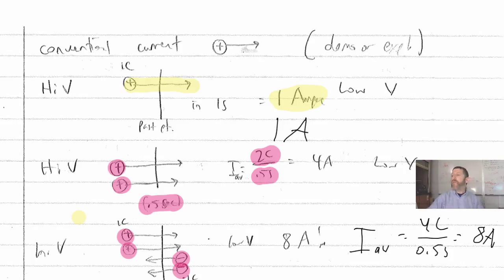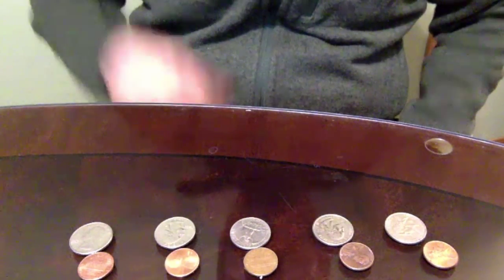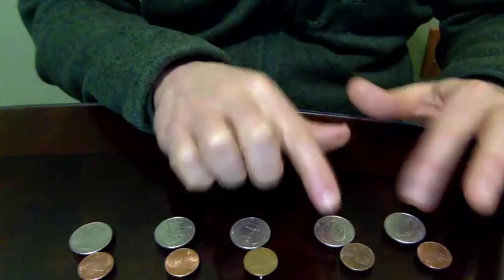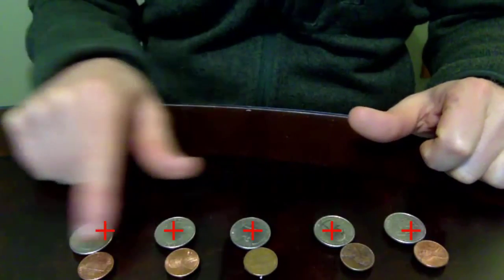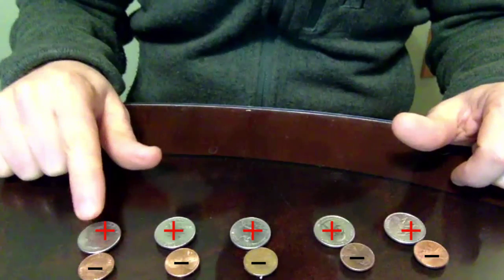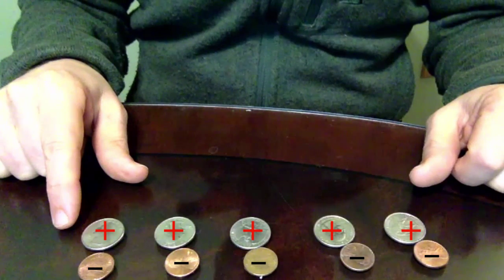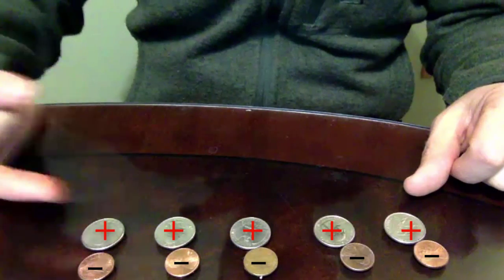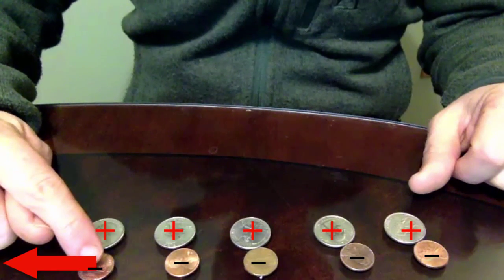Now, what I'm going to demonstrate is the concept of conventional current. What I have here are some quarters, which represent the nuclei of atoms, and some pennies, which represent the outer orbital electrons in the conduction band. If I turn on an electric field pointing this way, the electrons will actually be pulled this way.